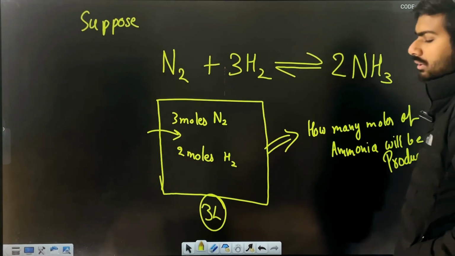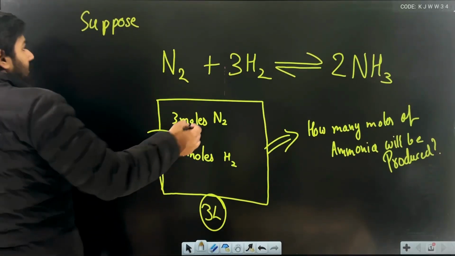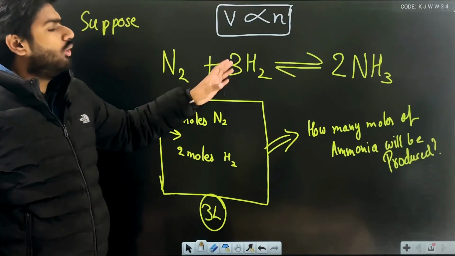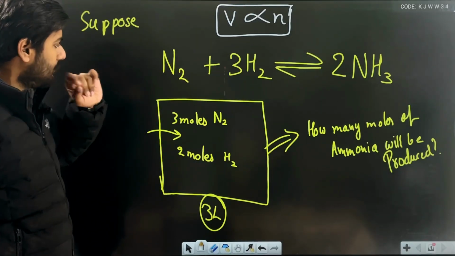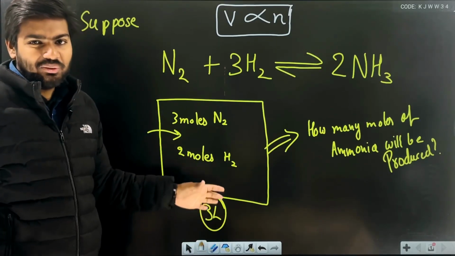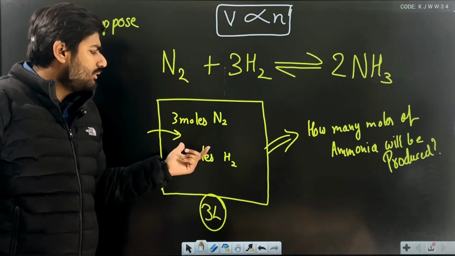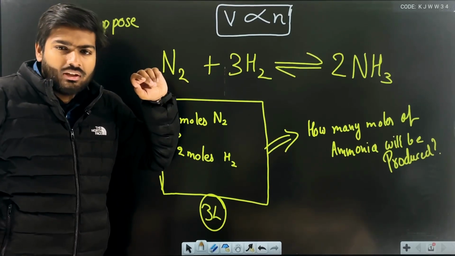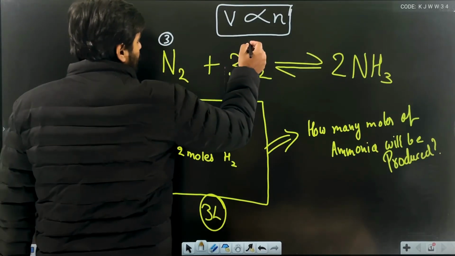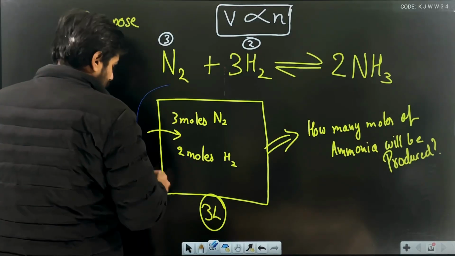So how are we going to proceed with this question? See this. We'll use our law which says that volume is directly proportional to the number of moles. But when 3 moles of nitrogen combine with 2 moles of hydrogen, this is not a question which will use V directly proportional to n, because this is a very simple question. We will just use stoichiometry to get the answer. You have 3 moles of nitrogen and 2 moles of hydrogen, and you have to calculate how much product is formed. Okay, let's solve it.